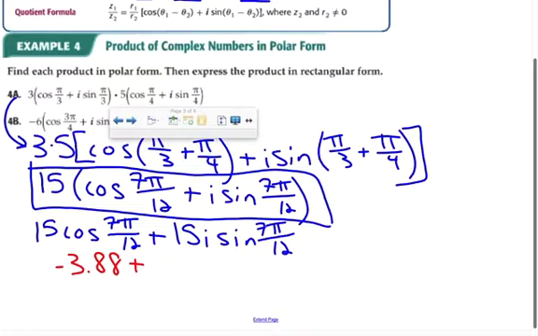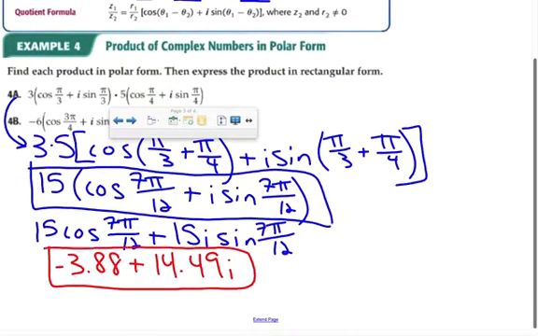plus same 7 times pi divided by 12. This time I'm taking the sine of it and multiplying it times 15. And that's 14.49 I. And that's the second part of the answer.